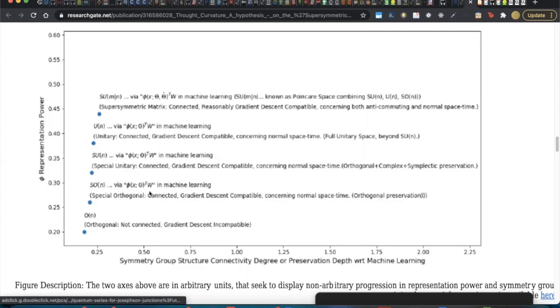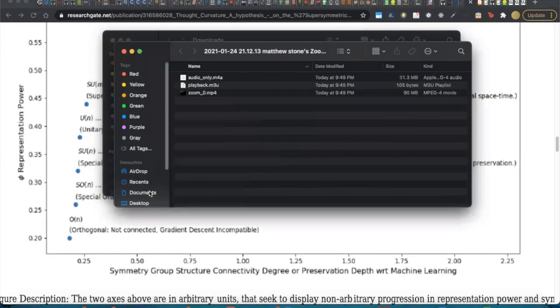So we see something called orthogonal there, not connected, gradient descent incompatible. Normally, if you do an operation on, say, a matrix, and you can't get it to be invertible, for example, you can't get any solution. You can't do gradient descent on that matrix structure. So that is why orthogonal structures are gradient descent incompatible, because they're not connected in that respect. And following from that, we have SO(n) based models. For example, there's a paper that implements special orthogonal models.